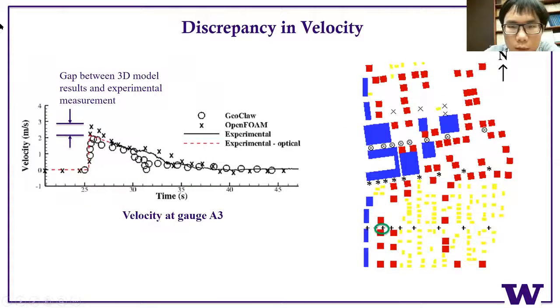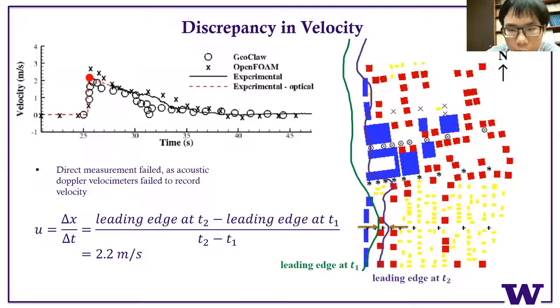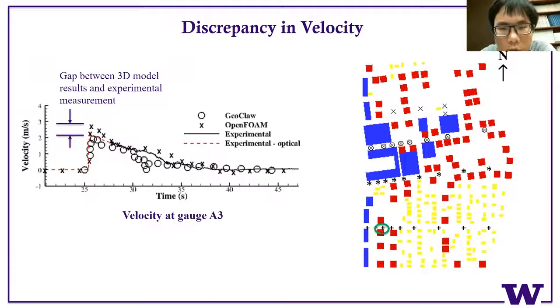We know that there's a very interesting discrepancy in velocity. Here we show the prediction of velocity at gauge A3. And here you can see the peak value from the 3D model is actually much higher than the peak value from the experiment. And we actually have quite an interesting finding about this.